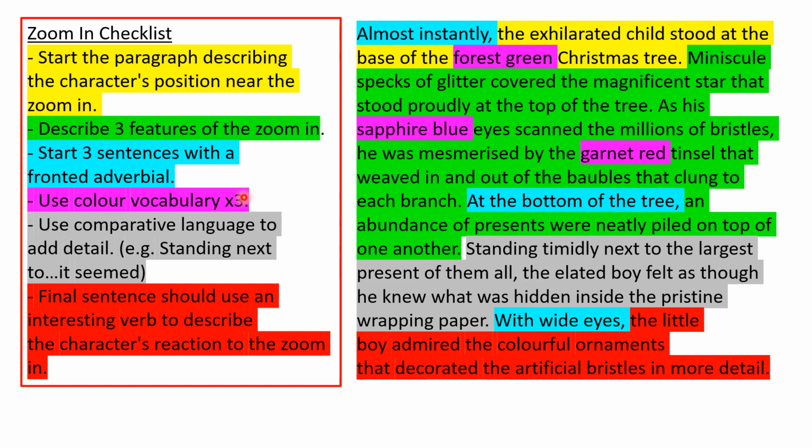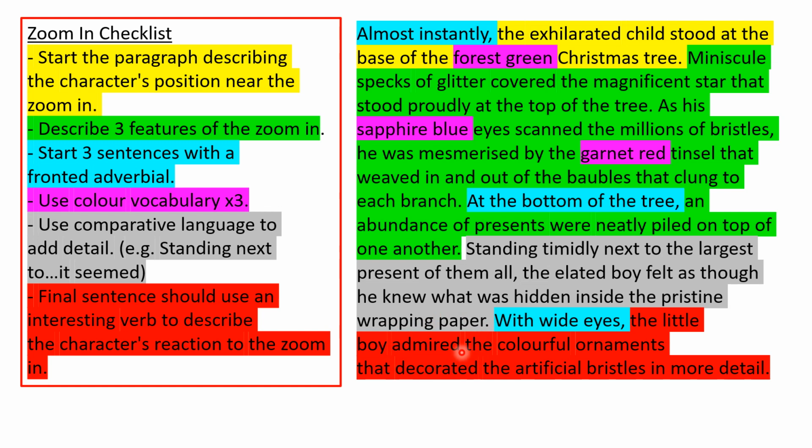My colour vocabulary, I've used forest green, sapphire blue, and garnet red to enhance the vocabulary here. This sentence is my comparative, the grey sentence. And then my final is using an interesting verb to describe the character's reaction. I have used the word admired here instead of liked or loved.